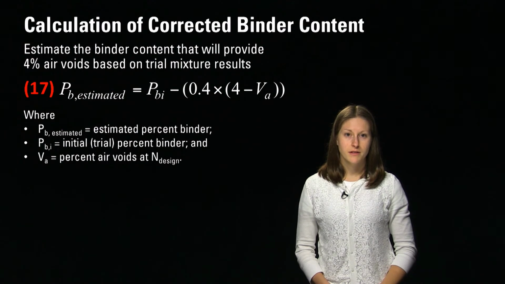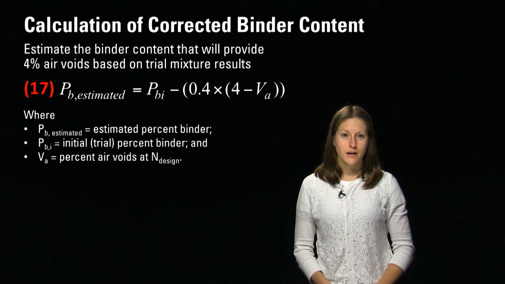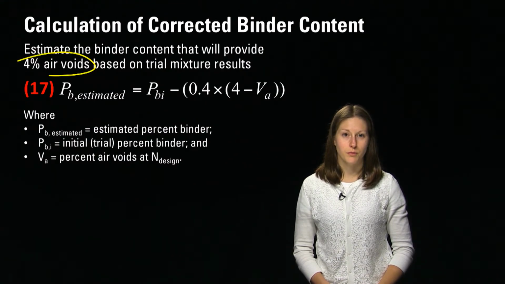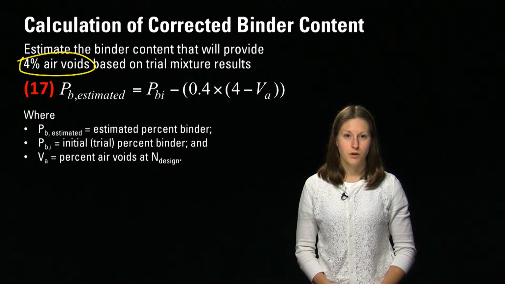Our next step is to calculate the corrected binder content. Our initial trial binder content did not give us 4% air voids at end design. Our ultimate goal in superpave mix design is to achieve 4% air voids at the design compaction level. If our air void content is lower than 4%, we will have susceptibility to rutting. If the air void content is higher than 4%, we may have susceptibility to cracking. Therefore, achieving this air void content is critical.